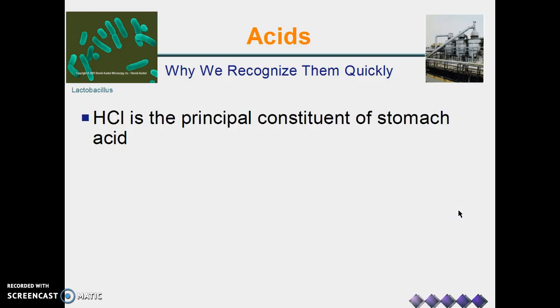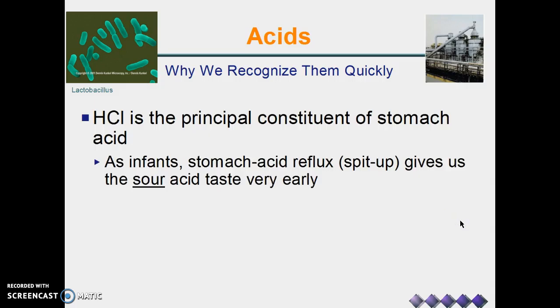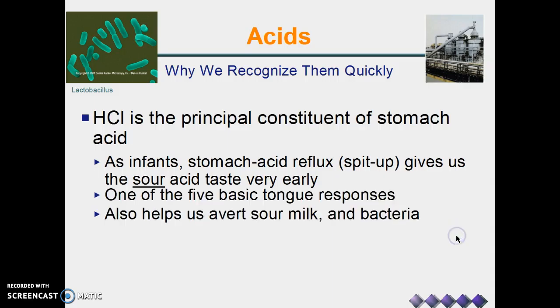Well, hydrochloric acid is a principal constituent of stomach acid. And as a baby, we spit up the food that we eat, some kids a lot, and that gives us the sour acid taste very early in life. It's one of the 5 basic tongue responses. So it helps us to avert sour milk and bacteria, which are bad for us.